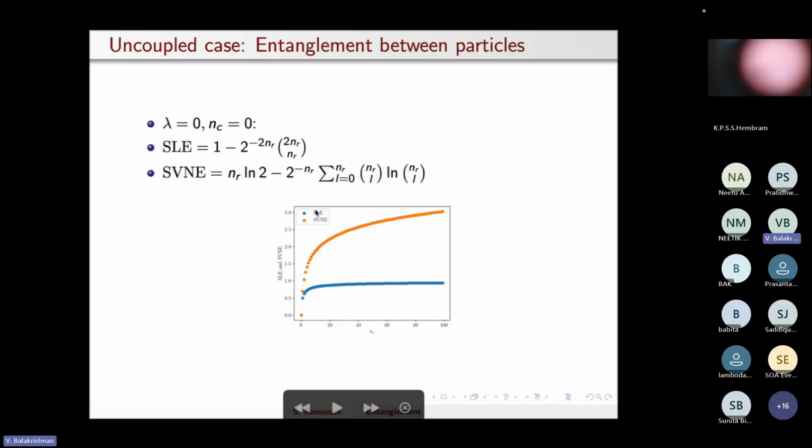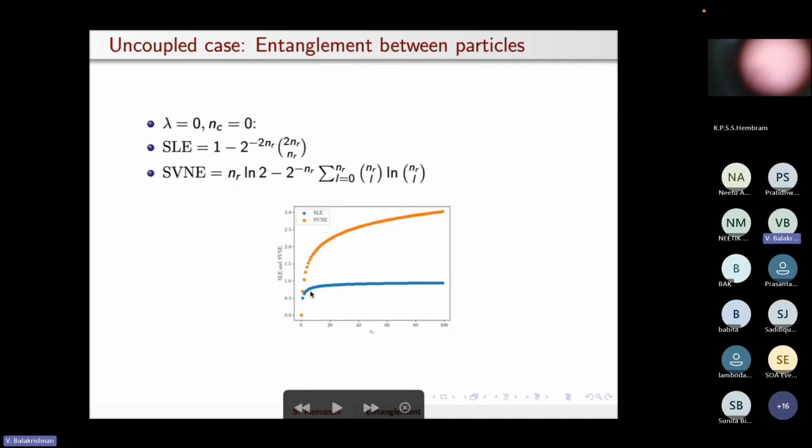And holding NC equal to 0, if you change NR, you see that both SLE and SVNE grow. The blue is the SLE and orange is the SVNE. You're able to see my cursor, correct? Yes, yes. Yeah.